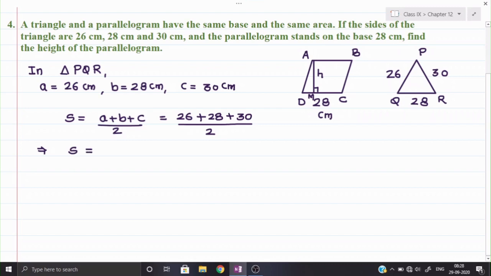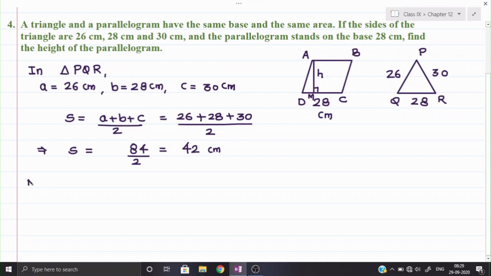S will be equal to... Now let us add all of them. These 26 and 28. 6 plus 8 is 14, 4 carry 1. Then 3 plus 2 is 5, 5 plus 3 is 8. So I think addition is coming here. 84 divided by 2, so this will be 42 centimeter. Okay, so here we can say that the semi perimeter is 42 centimeter.